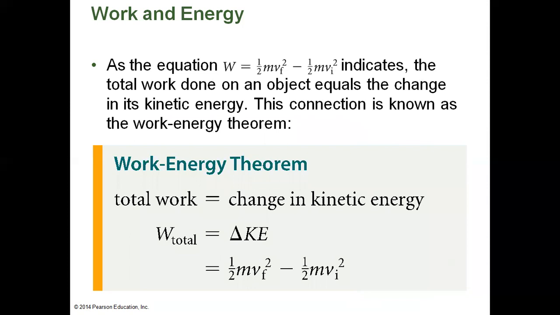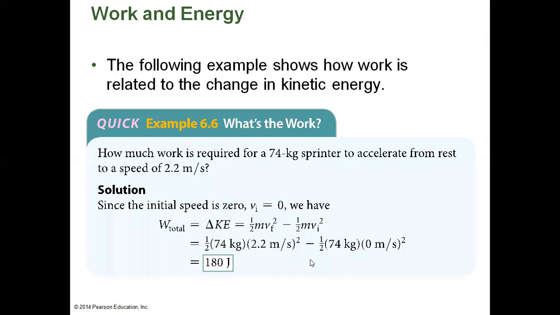Now, the equation W equals 1/2 m vf squared minus 1/2 m vi squared indicates that the total work done on an object equals the change in its kinetic energy. This connection is known as the work energy theorem. The total work is always the change in kinetic energy, delta KE, which is 1/2 m vf squared minus 1/2 m vi squared. The following example shows how work is related to the change in kinetic energy.